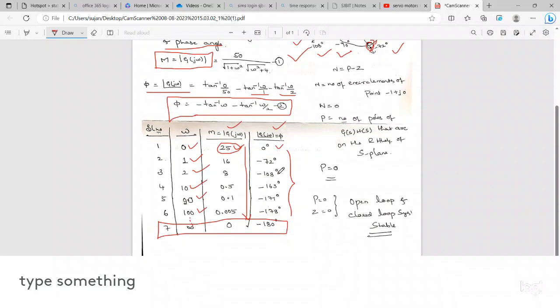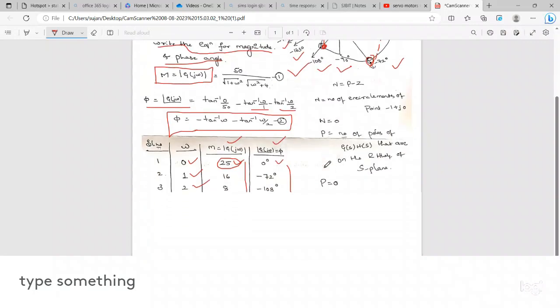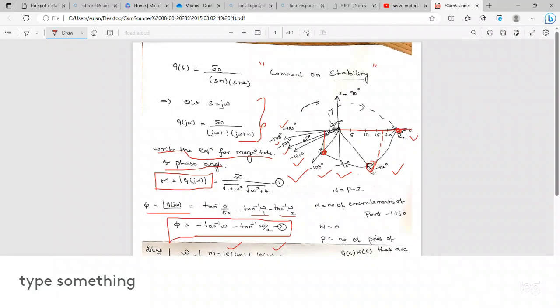Next one, minus 108, this is 8. So for minus 108, wherever the value 8 is on the negative real axis, just put a scale like that and mark the point over there. Like that you mark the points for all of these. Then you join them with a dotted line, and it stops here. Then the mirror image we need to take here to reach here.